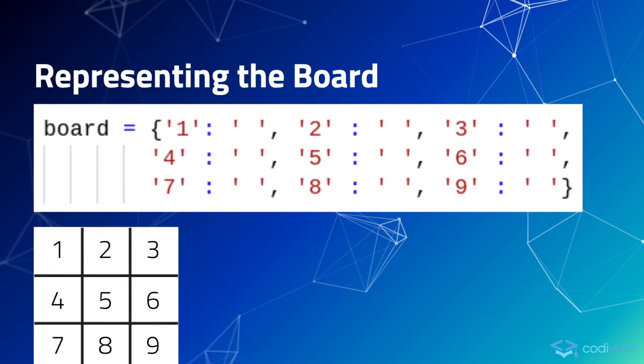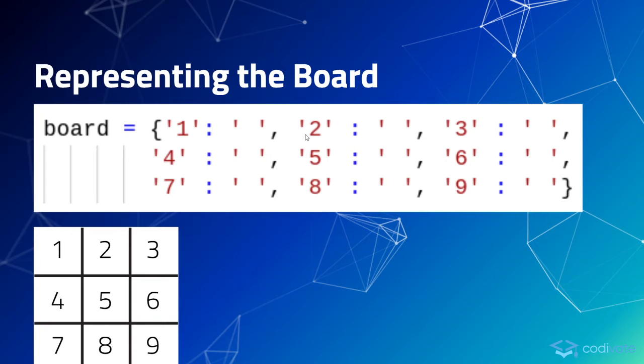So how would we actually code this? Let's represent it with a dictionary called board. And we're assigning it with the equal sign. We have our curly braces to begin and end the dictionary. And inside we have all these key value pairs.